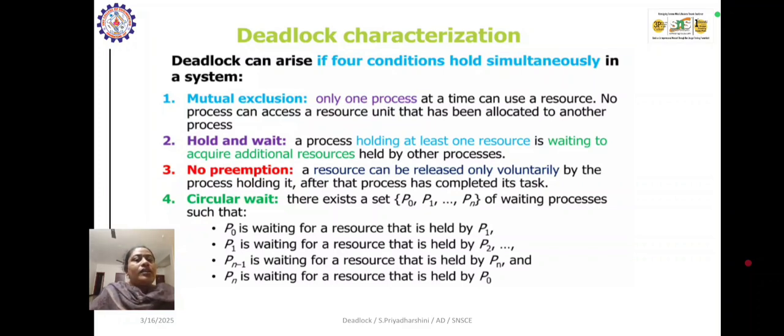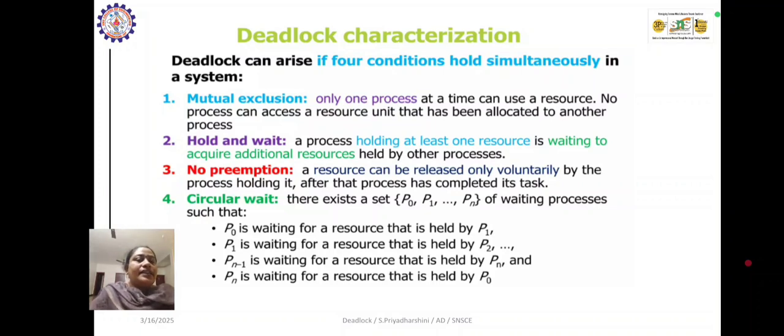Hold and wait. So a process holding at least one resource is waiting to acquire an additional resource held by another process. Next one is no preemption. So this is a resource can be released only voluntarily by the process holding it after the process has completed its task.